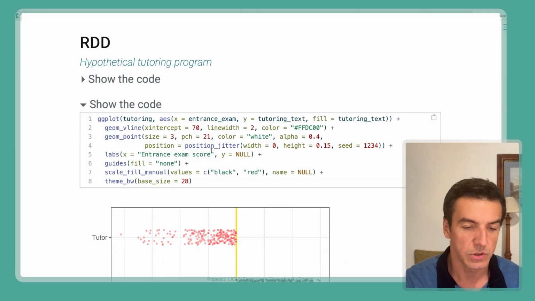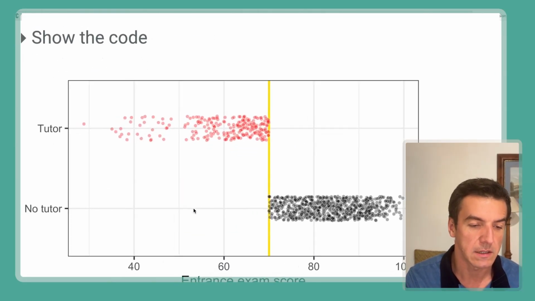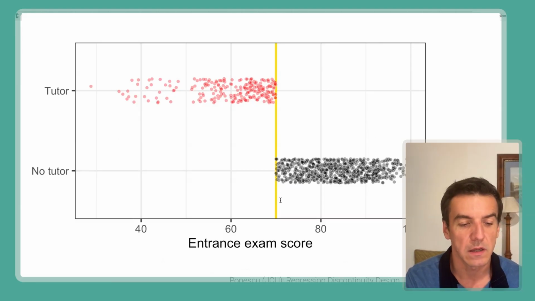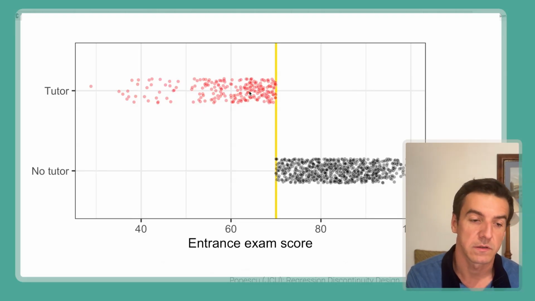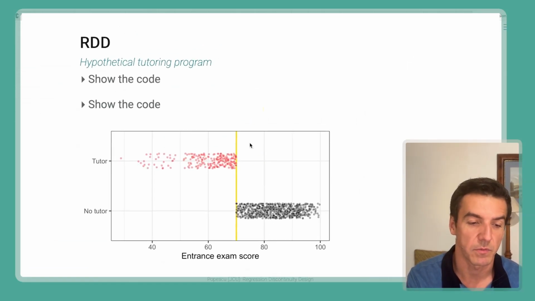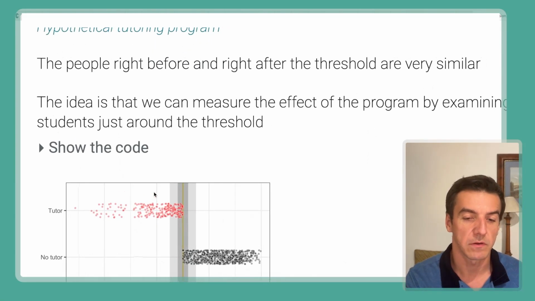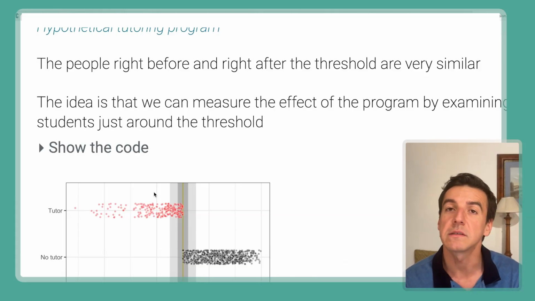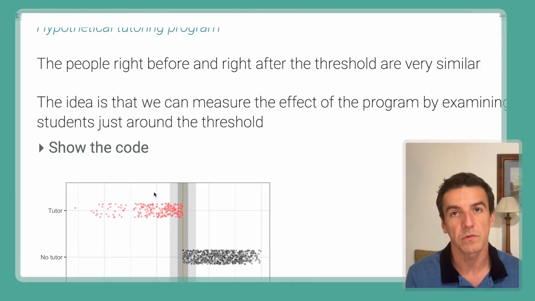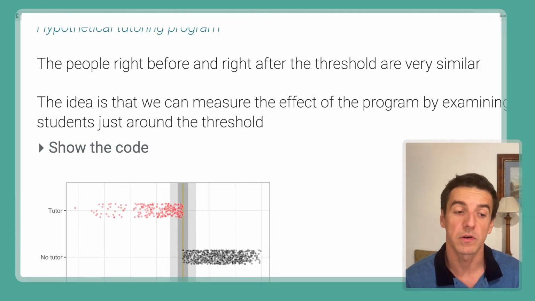So this code too, you simply can copy and paste it, and you should be able to see exactly the same graph. So once again, this allows us to see what the threshold is, which is 70, as we discussed. Some students didn't benefit from the tutoring program, whereas the other students did benefit from the program. This is the threshold of 70. Okay, so the assumption behind this methodology, as I already mentioned, is that students just below the threshold and above the threshold are very similar.